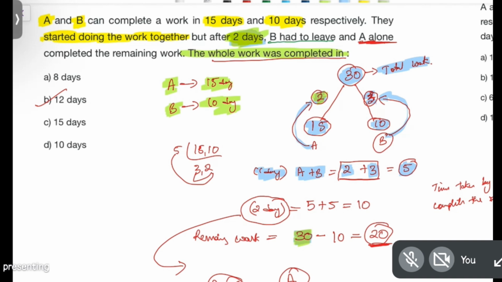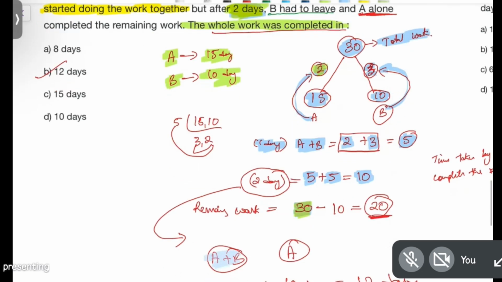So in 2 days, the first day they have done 5 pieces of work. In the second day they have done another 5 pieces of work, which is a total of 10 works done. That means A and B together in 2 days have done 10 pieces of work. Then what is the remaining work? There was a total of 30 works to be done, and from this 30 works, 10 works are done by A and B working together for 2 days.